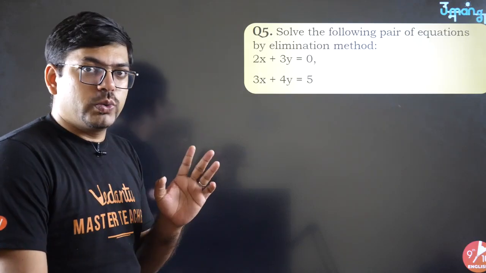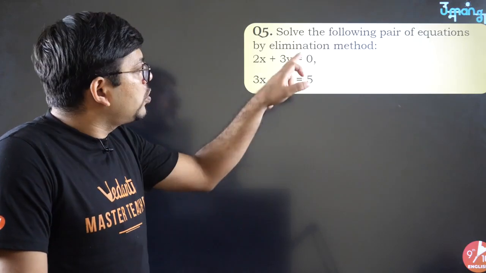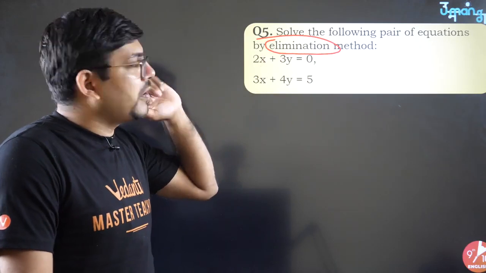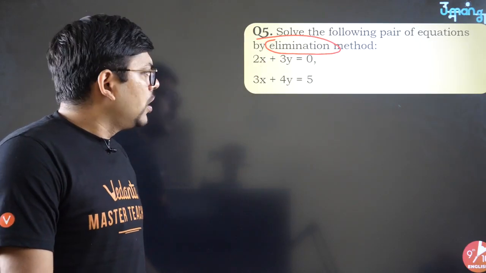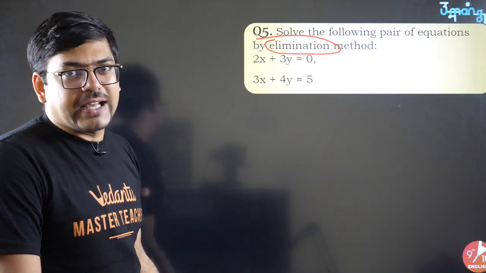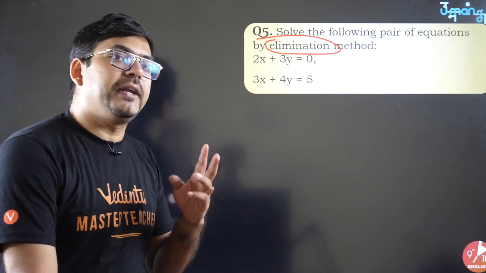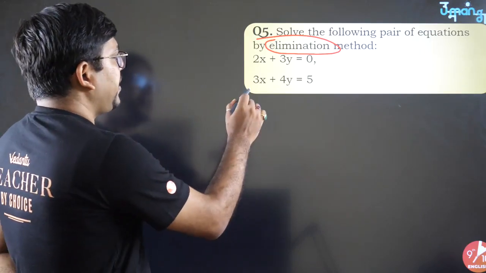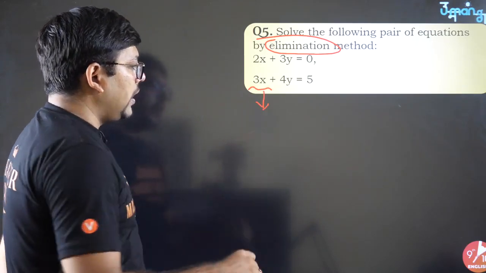Now this is on you. You have to remove a variable, you have to do an elimination. So elimination of a variable, but which variable? That depends on you. So you can take any random variable, I don't mind. So either you can take x or you can take y. Let me take x. Okay, so if I take x, now I'll tell you the method.